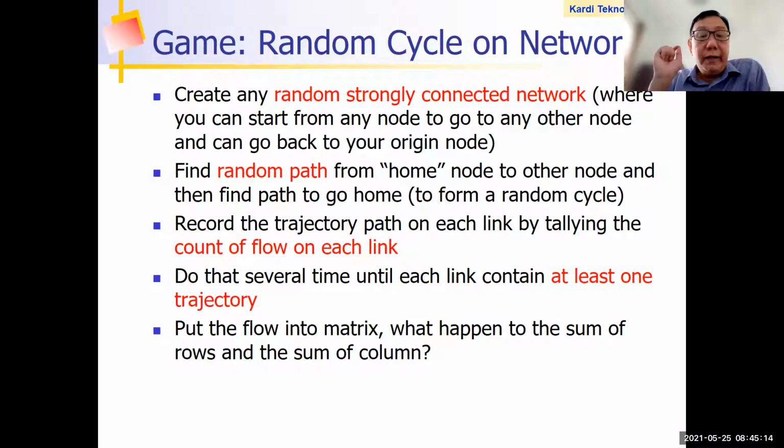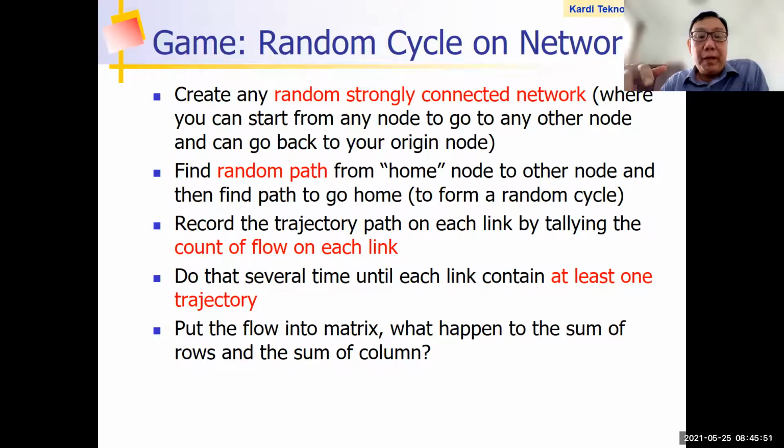So you can create any network, okay? So randomly you can create any network. Say you create a network of 5 nodes, 7 links, okay? The only requirement of that network is you can start from any node, and to go to any other node, don't forget that you can go back to your origin. So what's the meaning? This is a strongly connected network, okay? So from your home, you can go somewhere and then can go home.